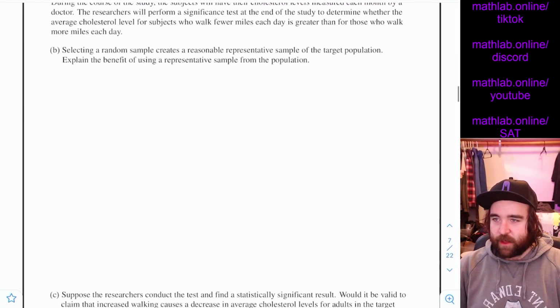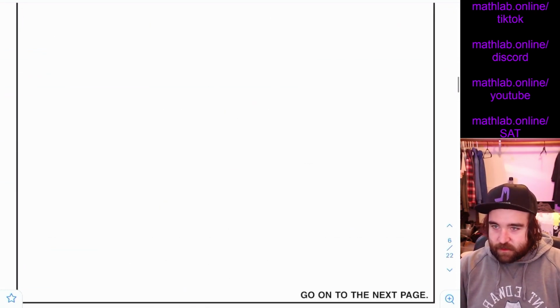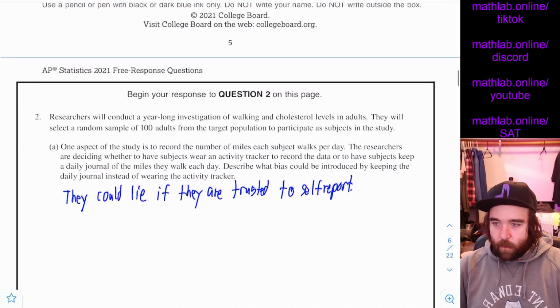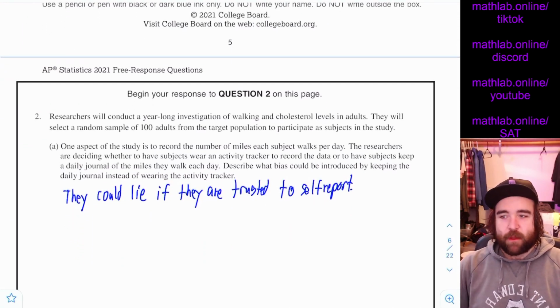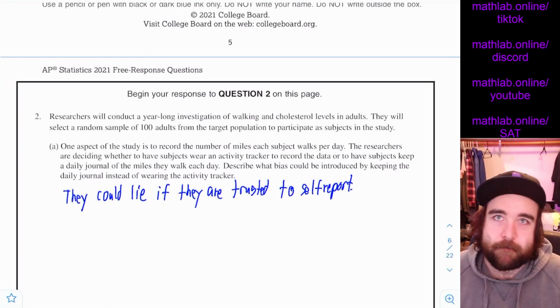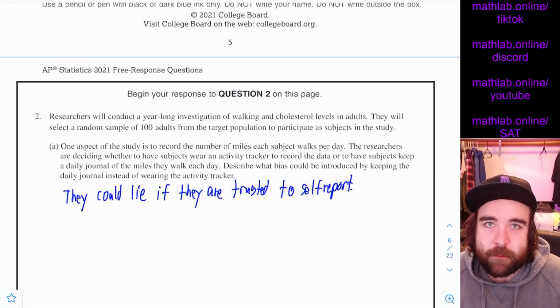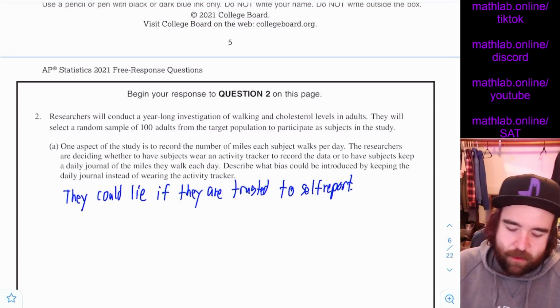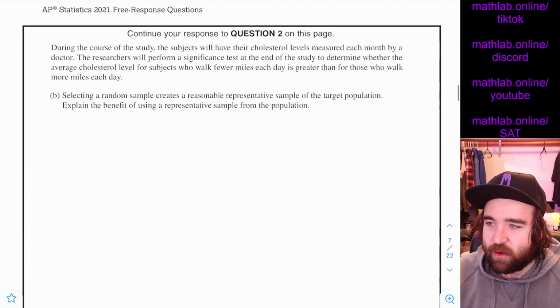So much space for that. That's all you need to say. Was that all the question was asking? Or what bias? Do I need to give it a name? They could lie if they're trusted to self-report. I probably don't need to name it. What is the name? It's not voluntary bias. It's self-report bias. I don't know the name, so I'm not going to try to give it a name.